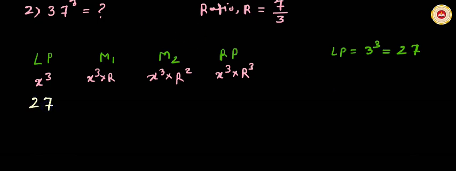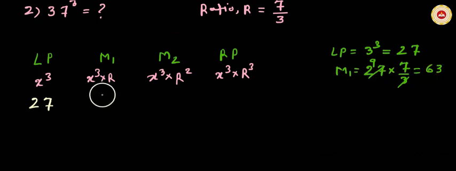What is the middle part? Middle part 1. This part is x cube multiplied by r. So 27 multiplied by the ratio r, 7 by 3. 3 nines are 27. So 9 sevens are 63. So the value of m1, middle part 1, is 63. So write the value of middle part 1.